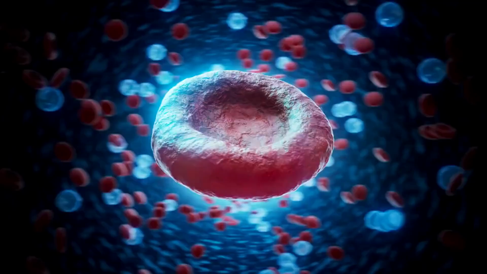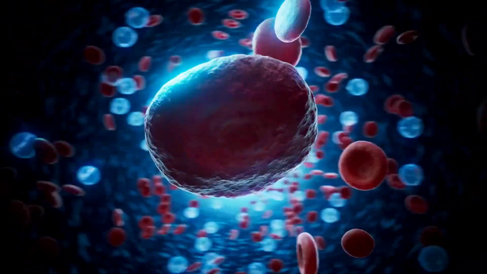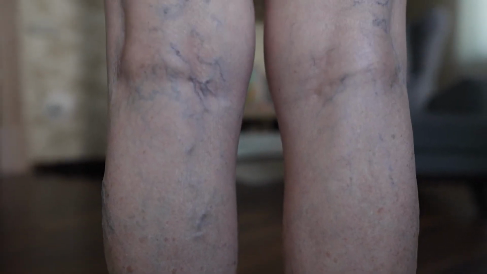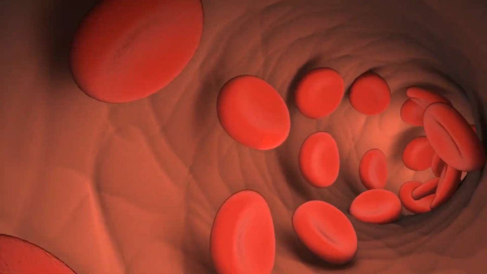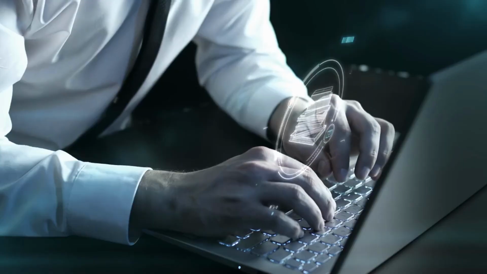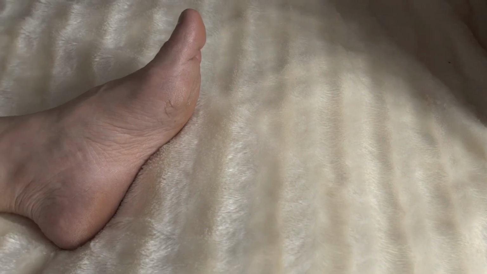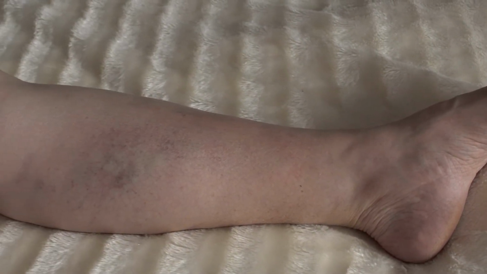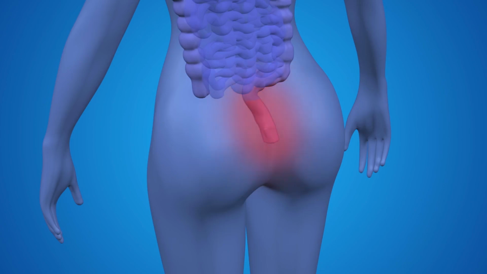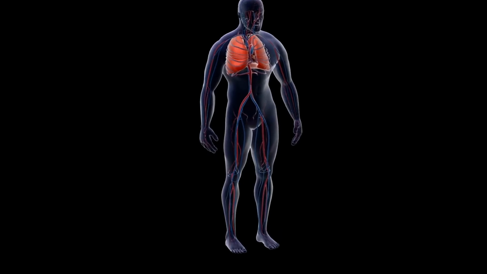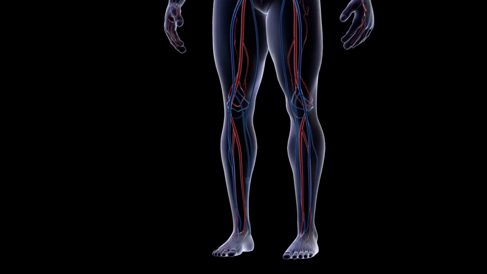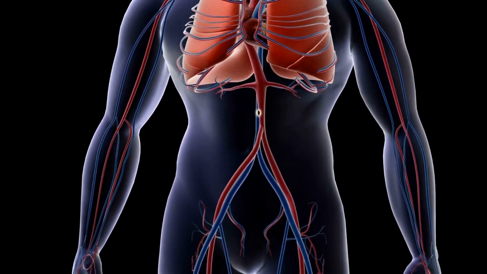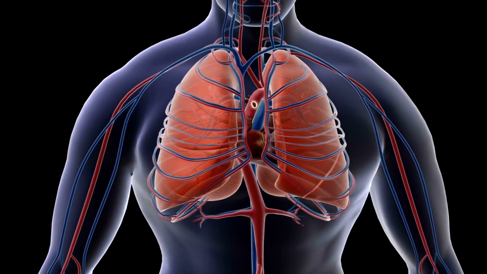Types of blood clots. Blood clots can form in veins or arteries, leading to different types of conditions. Venous thromboembolism, VTE. VTE is a condition where blood clots form in the veins. The two main types of VTE are deep vein thrombosis, DVT, a clot that forms in the deep veins, usually in the legs. DVT can cause pain, swelling, and redness. Pulmonary embolism, PE, a potentially life-threatening condition that occurs when a clot breaks free from a vein, often from a DVT, and travels to the lungs, blocking blood flow.